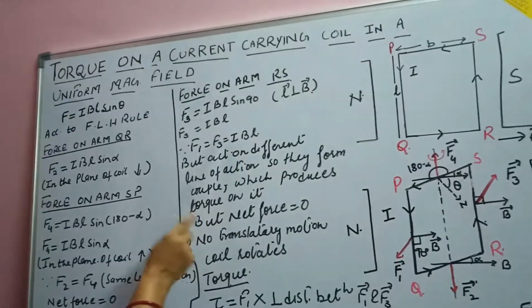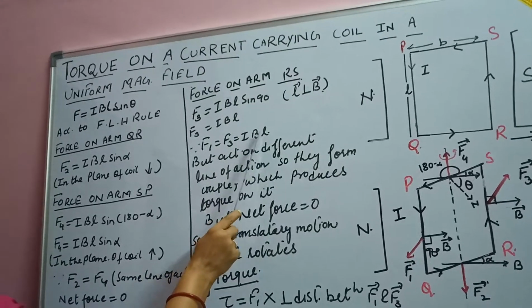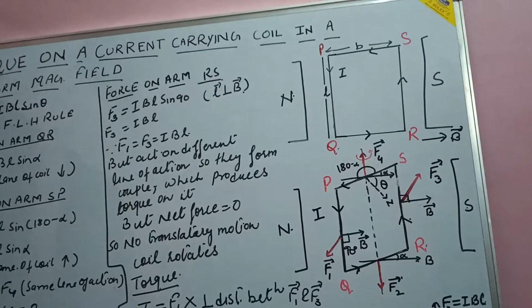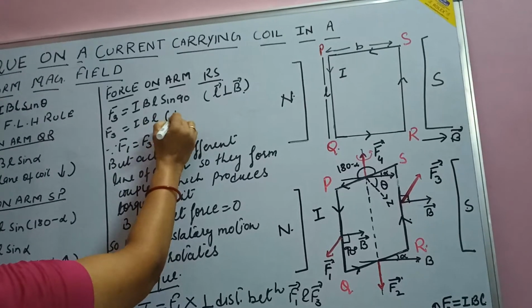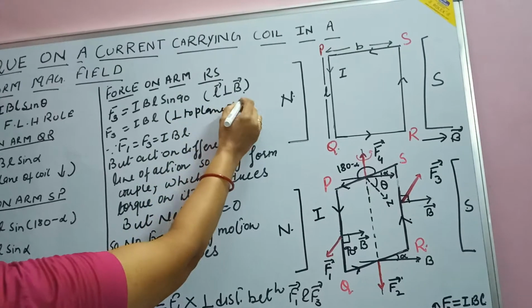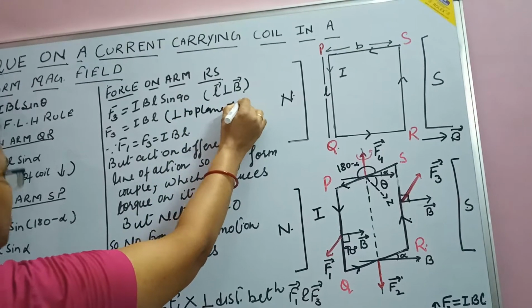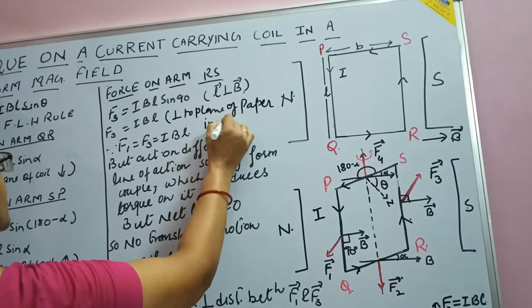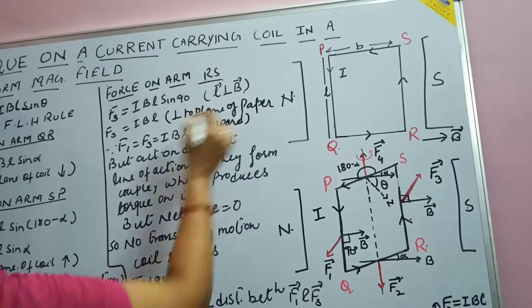Since F1 and F3 are both equal but acting in the opposite direction, this force is also perpendicular to the plane of paper and in the inward direction. This is the inward direction.